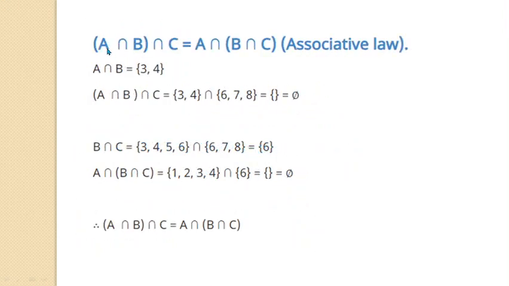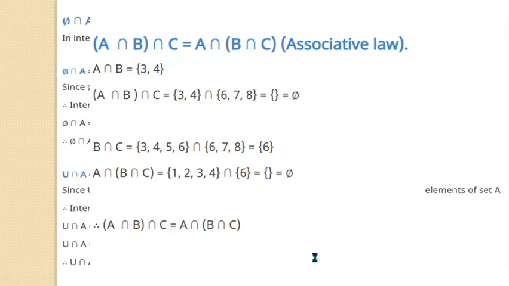Then associative law. Let's take first of all A intersection B, 3 and 4 as we have seen in the last example, and then take intersection of this set with set C. So do we have anything common? No, we don't have anything common. So phi. Then let's move on to the right hand side, B intersection C. What is common? 6 is common. Then let's take intersection of this set with set A. Do we have anything common? Nothing is common. So phi, or we can represent the empty set with these two curly braces. So both the results are the same. It means associative law is also proved.